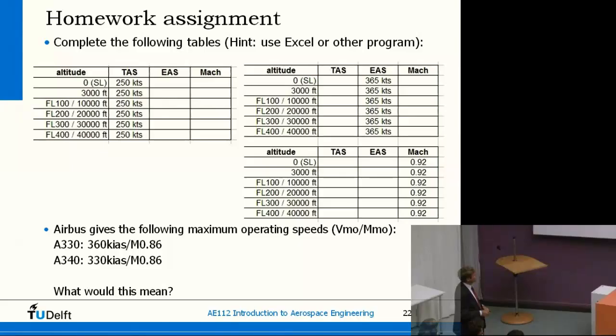Now, here are two limits that you should not exceed with the A330, and here are two limits you should not exceed with the A340. Your equivalent speed should never be higher than 330 knots, but you also should make sure that your Mach number is not higher than Mach 0.86, and the relation between the two varies with altitude. So sometimes this is higher than that, and sometimes that is higher than this.